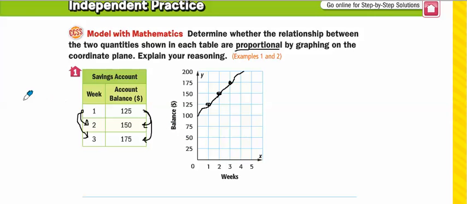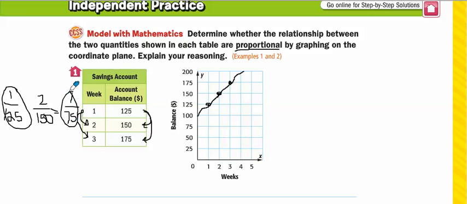Or if we set this up as a fraction, we've got 1 over 125 is our first ratio, and then our second ratio is 2 over 150, and if we reduce that, it equals 1 over 75. So 1 over 125 and 1 over 75 are not equal, so they are not proportional.